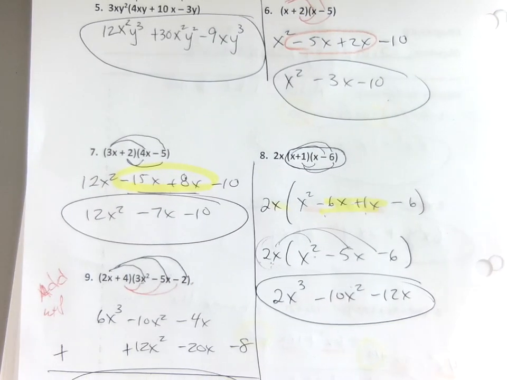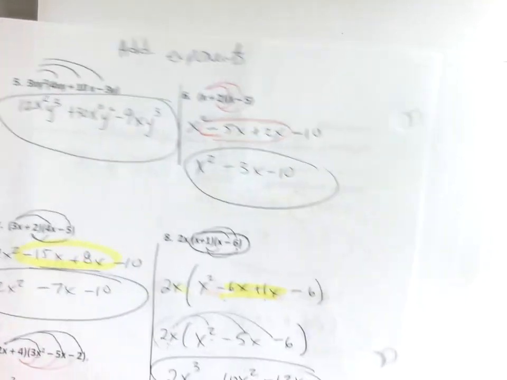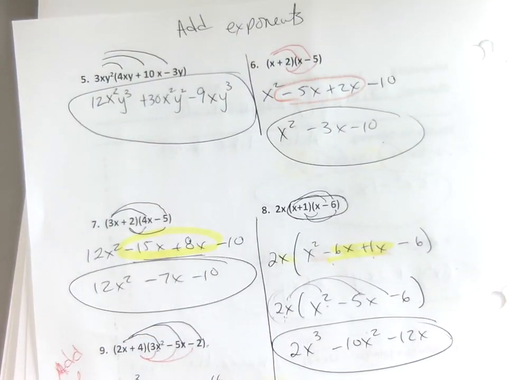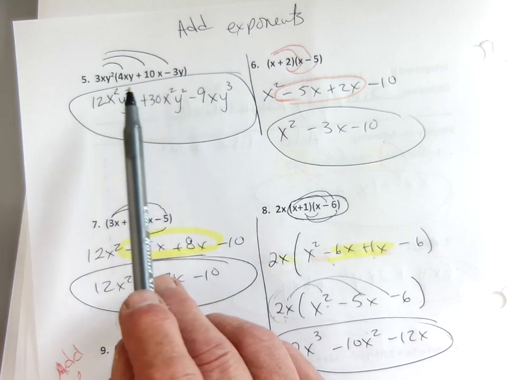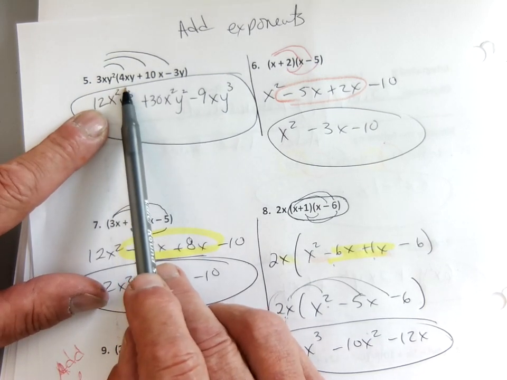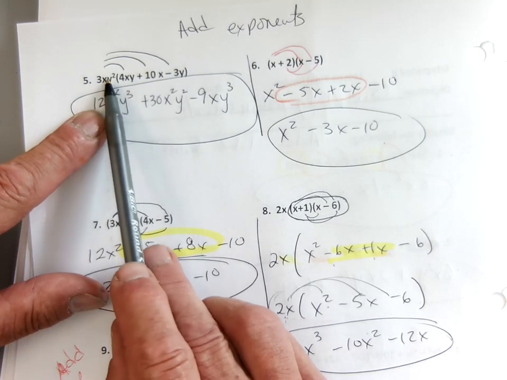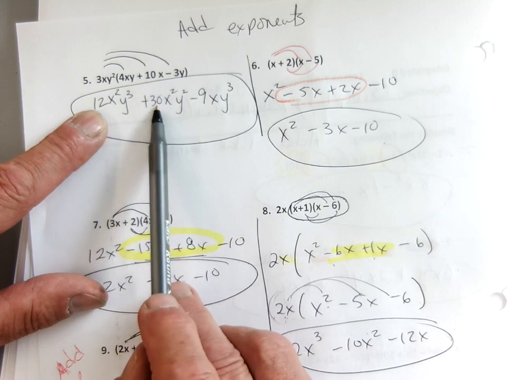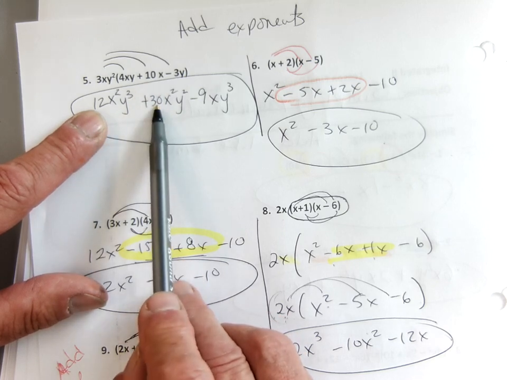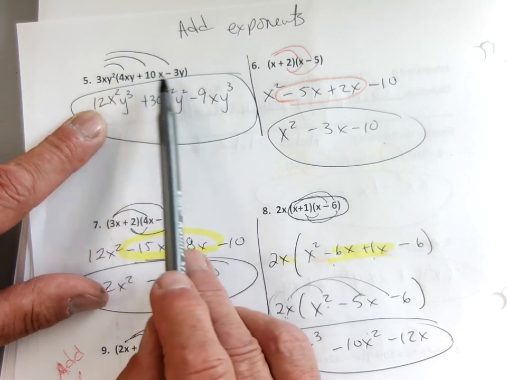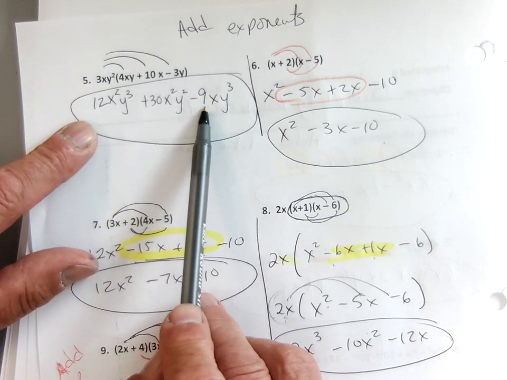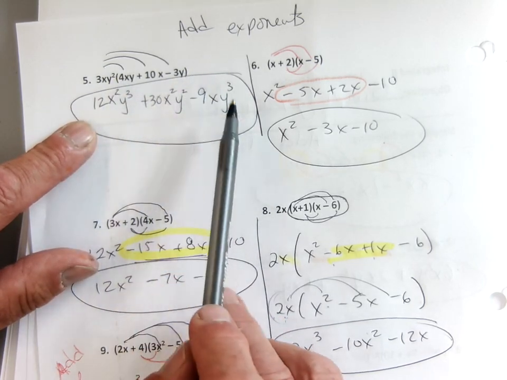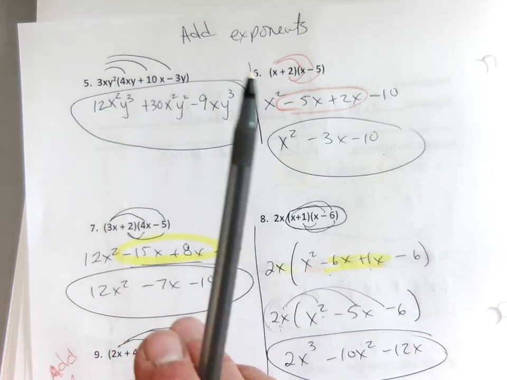On the back side, we're going to multiply. When you multiply, you add exponents. Multiply the big numbers, the coefficients, and add the little numbers, the exponents. So distribute 12x squared y cubed, 30x squared y squared, minus 9xy to the third. That's all. They're all different. You can't add them.